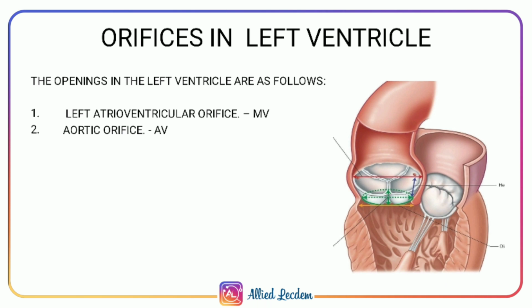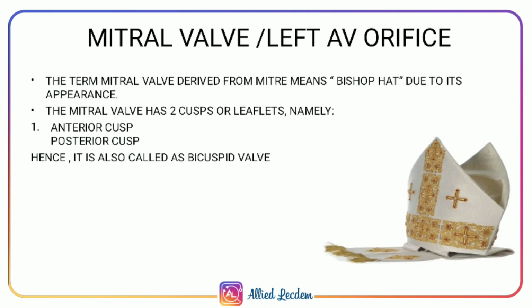Orifices of left ventricle. There are two openings in the left ventricle. The one is the left atrioventricular orifice guarded by the mitral valve, the other is the aortic orifice guarded by the aortic valve. Mitral valve is present in the left atrioventricular orifice.